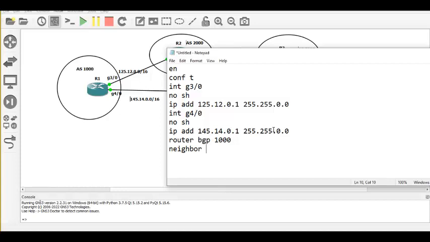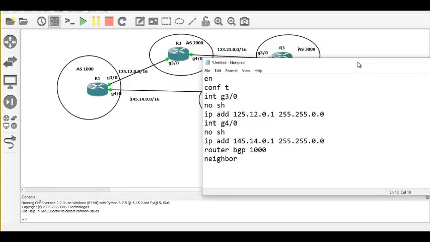Now this neighbor, which is router 2, 125.12.0.2, remote AS 2000. When I type this, it's just used for forming neighbor. This network will not be advertised. This is just to form neighbor.